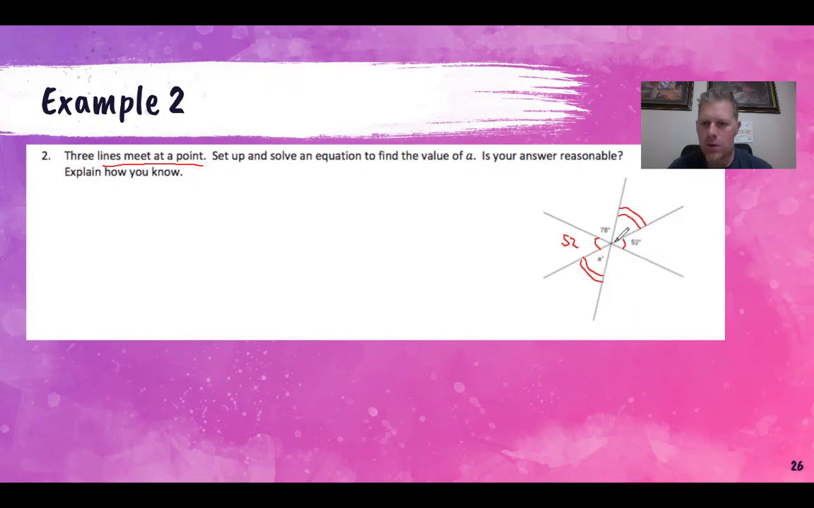So I flipped it over and said this is 52. Well, a straight line is gonna equal 180. Okay, so I got A plus 52 plus 78. All right, yeah, I guess I could add it first.